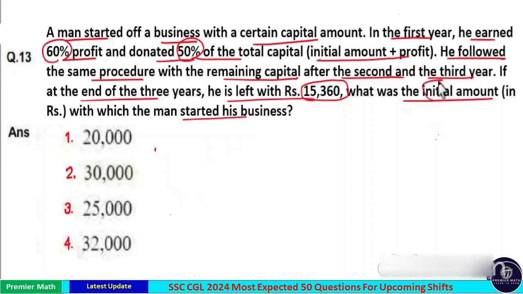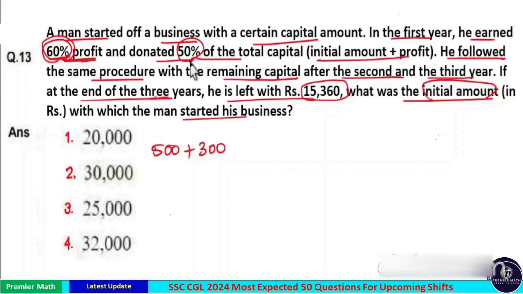I'll take the initial amount as 500 rupees. You can take it as 500 or 1000 rupees. But if you take it as 100 rupees, it will be difficult for you to calculate it for 3 years. So just take 500 or 1000. Now, he earned 60% profit in the first year. So 10% of 500 is 50. So 50 into 6 is equal to 300, which is the 60% profit.